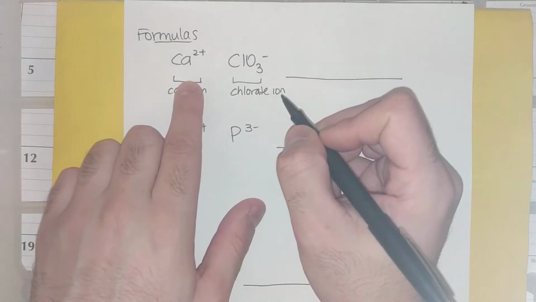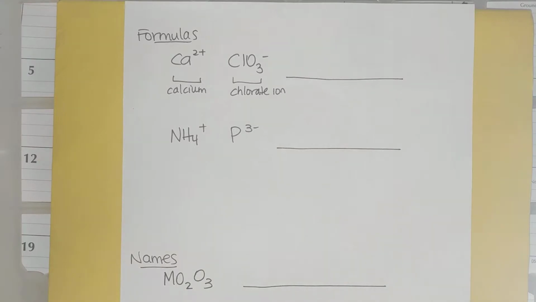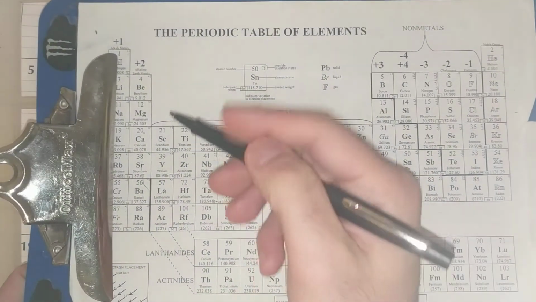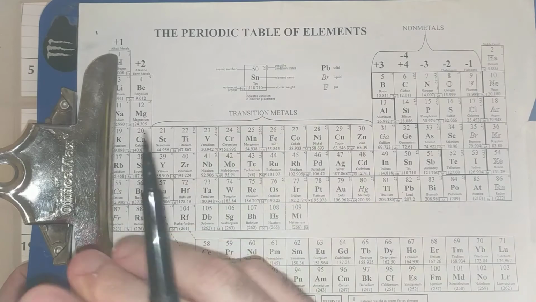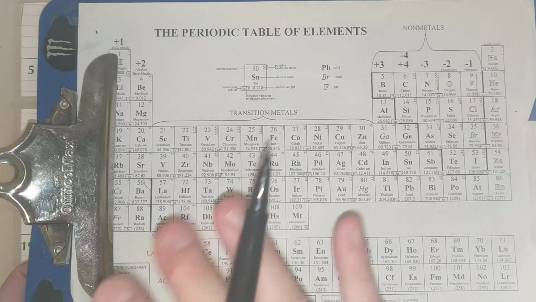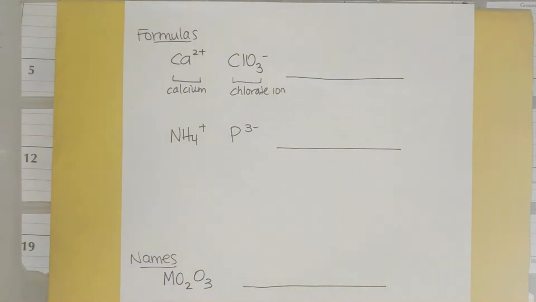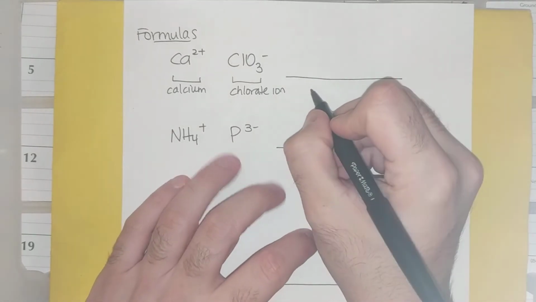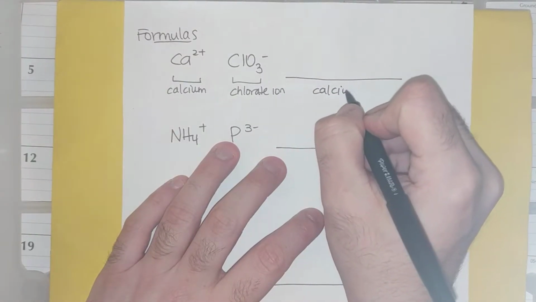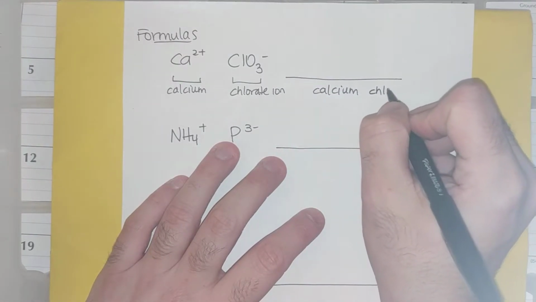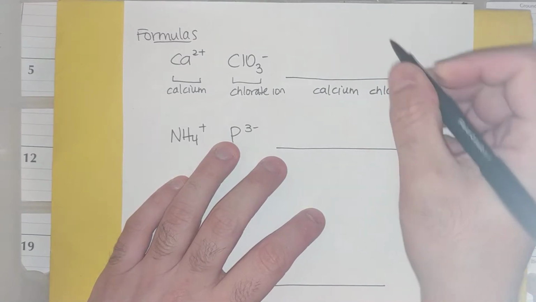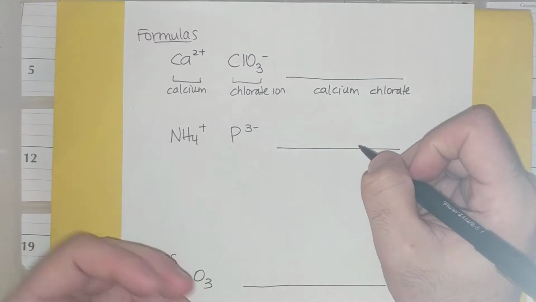And calcium, is that a transition metal? Nope. So I know it's not going to need a Roman numeral. It only has one charge, right? I'm just putting it here on the side. I still want to name it calcium chlorate. In your homework, you don't have to name the top ones, but it's nice for practice.